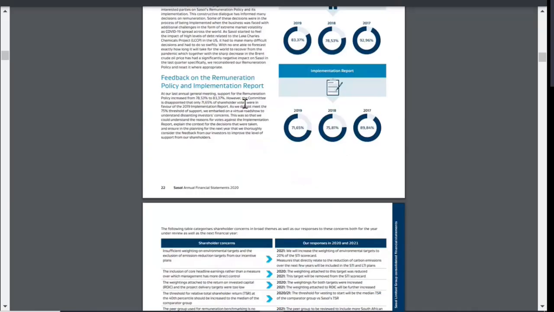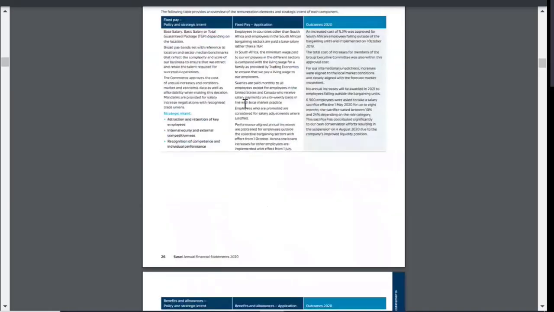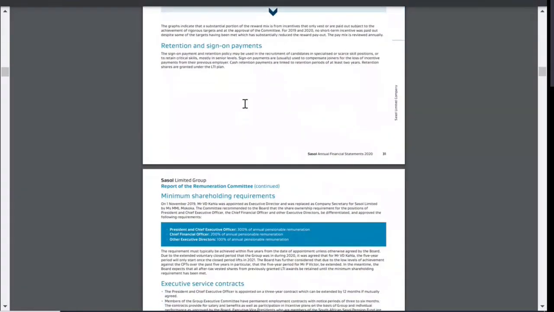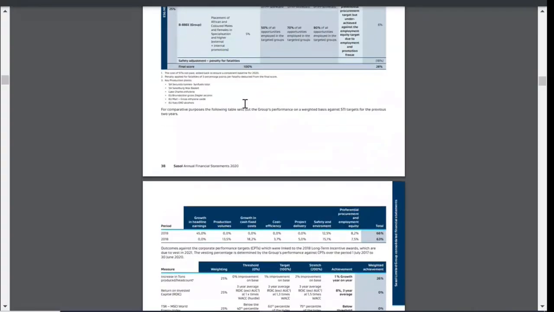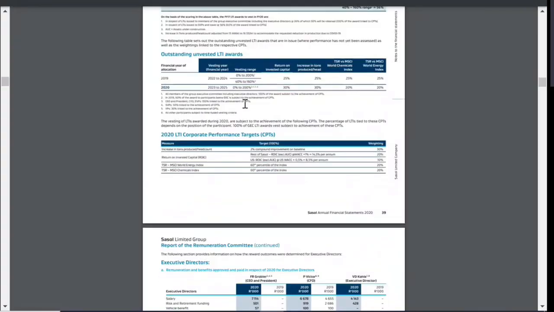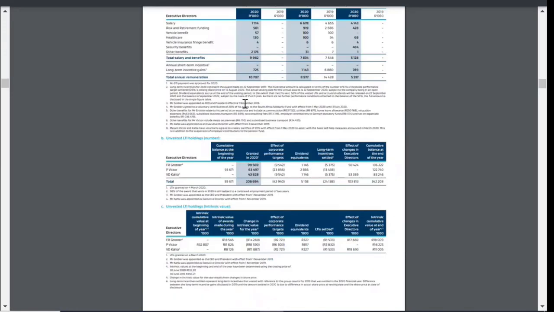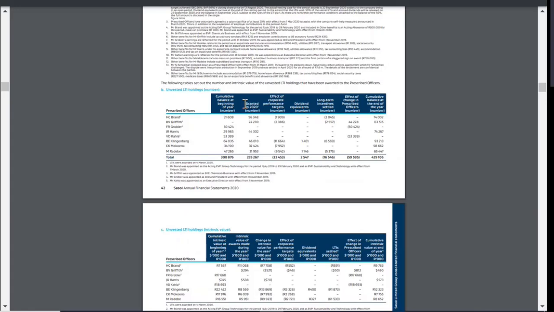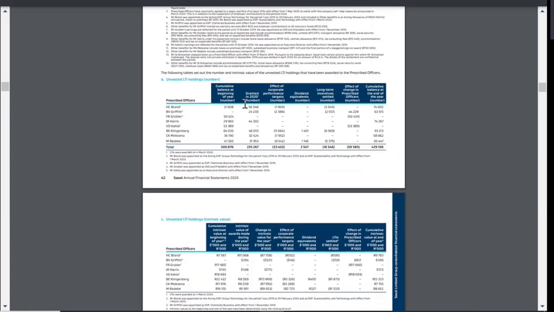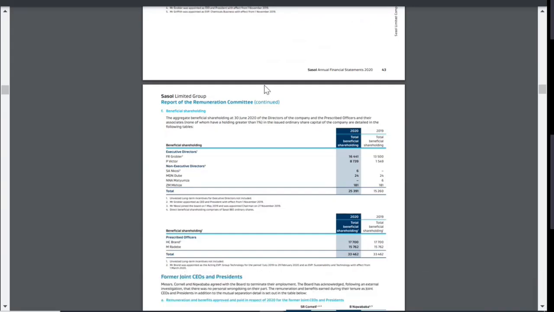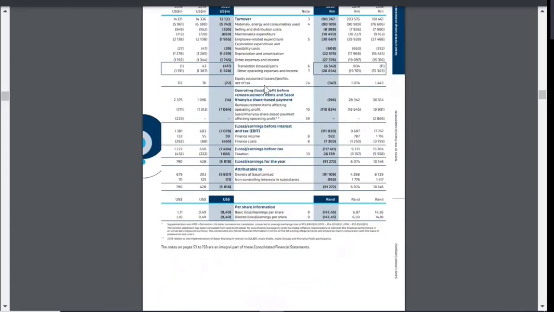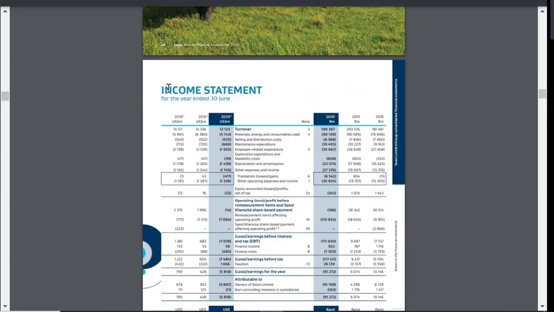Because this is a listed company, you can see how long their financial statements are. In comparison, the smaller companies would be max 10, 12 pages. But can you see this one, how many pages is this? So this is a very big company. So I want to show you, basically, this is the financial performance statement.